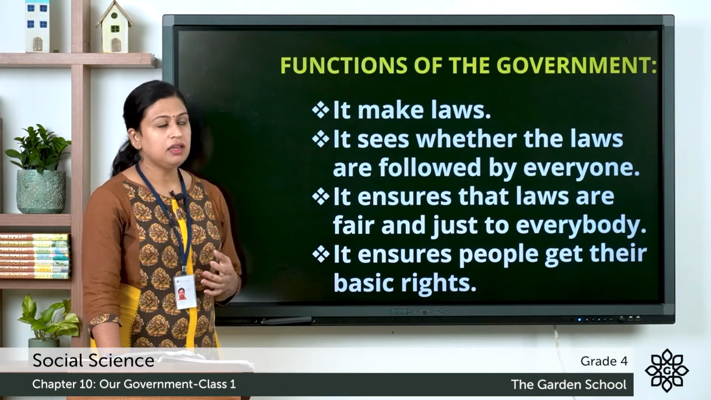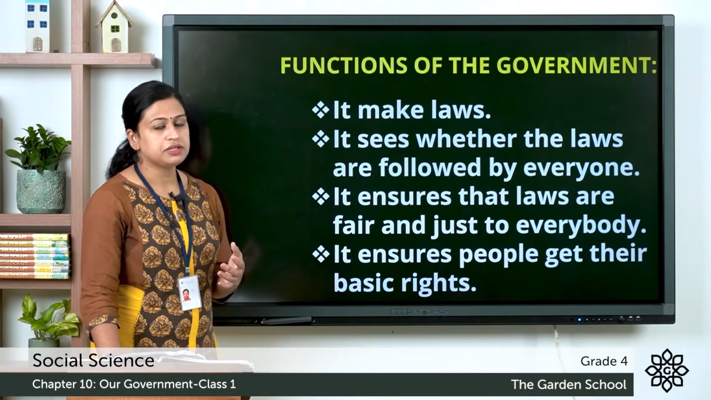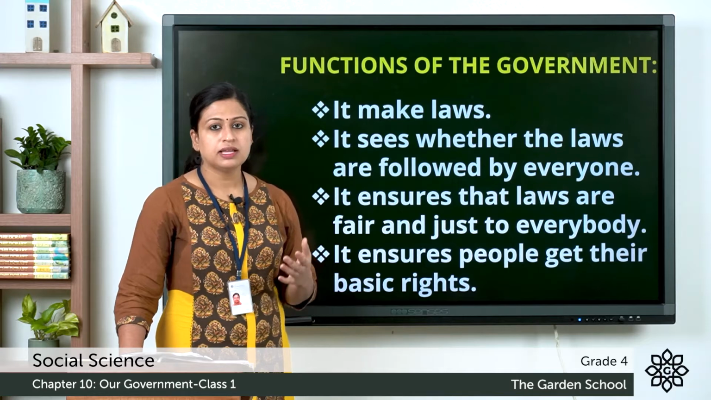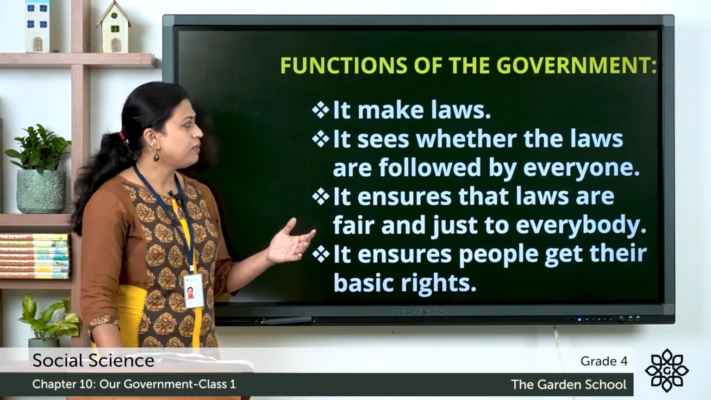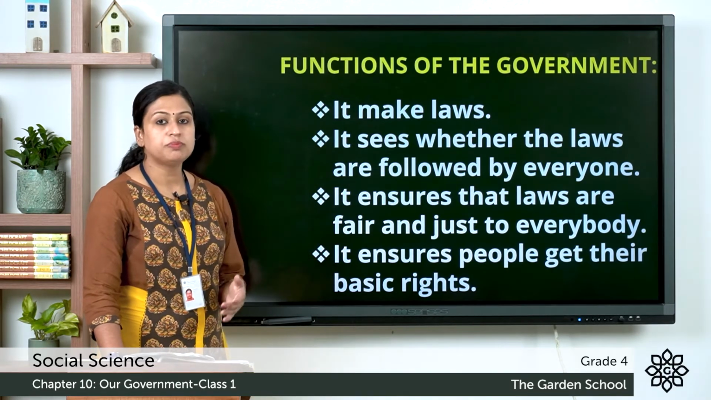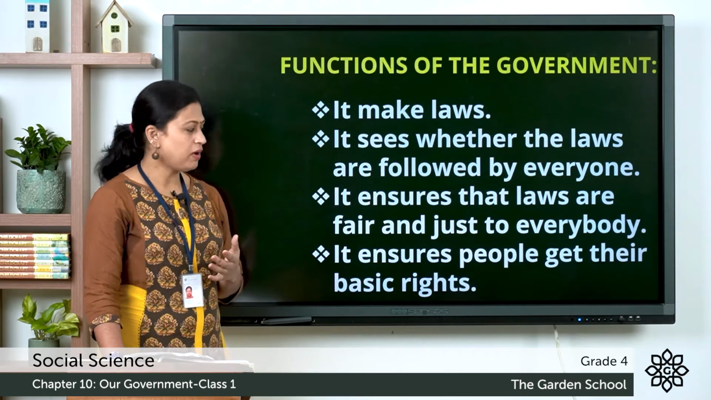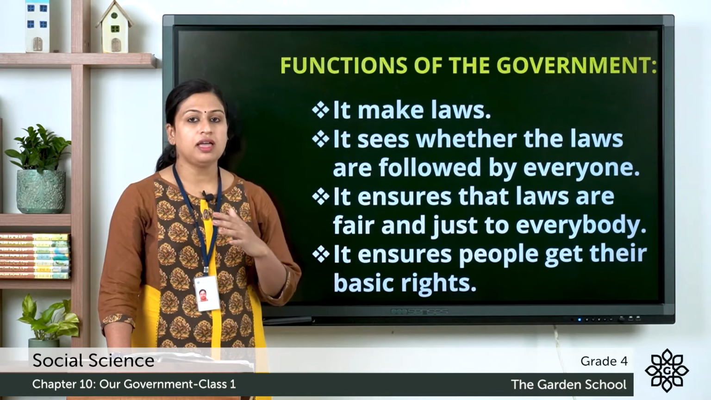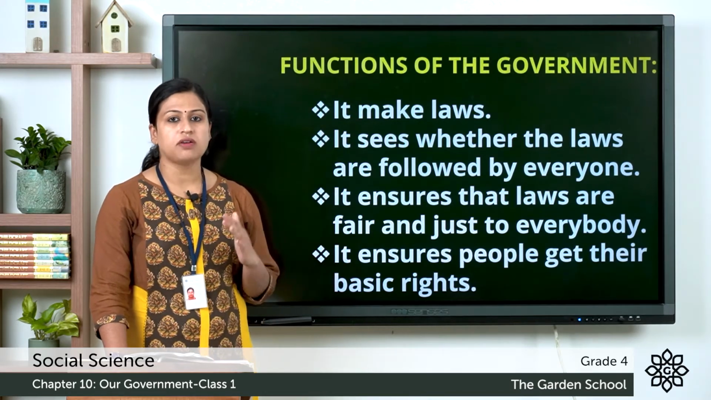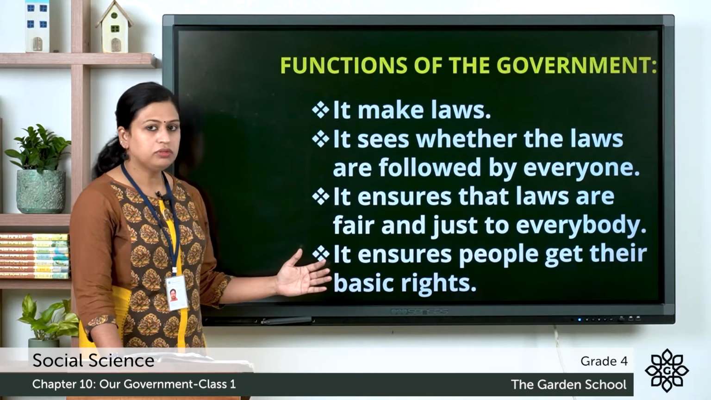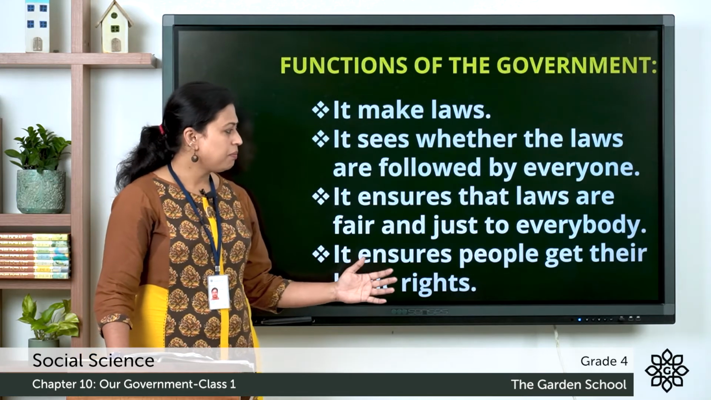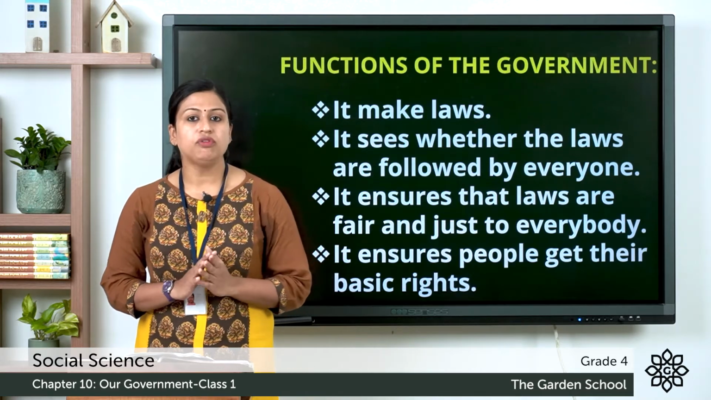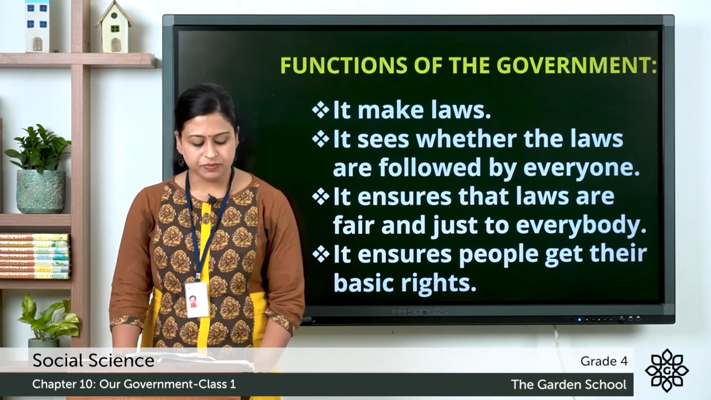Now, here you can see the functions of the government. The main function of the government is to make laws. Second one is it checks whether the laws are followed by everyone. Next function is it makes sure that these laws are fair and just to all the citizens of the country. And the fourth one is it ensures people get their basic rights. So, these are the few functions of the government.